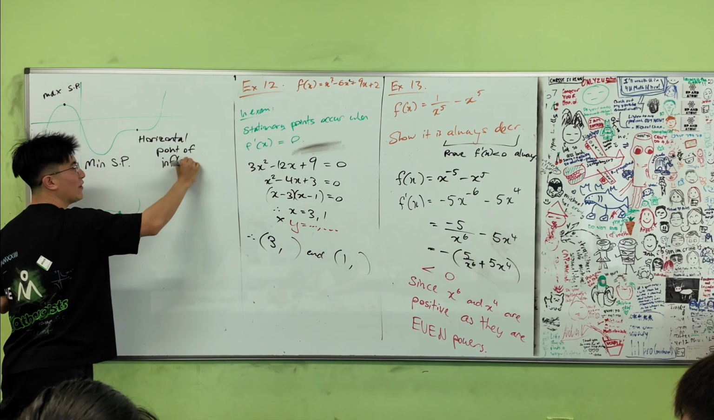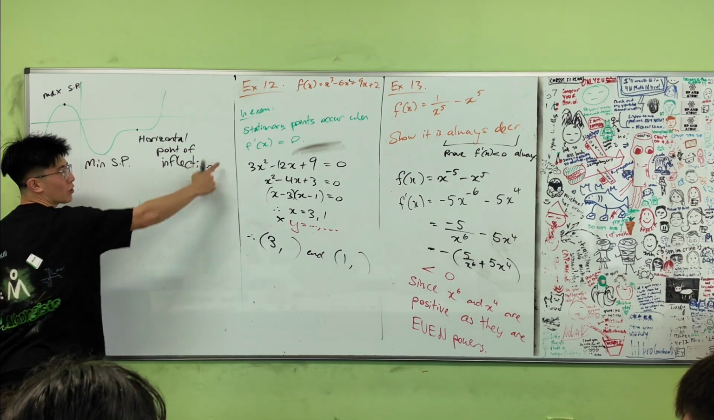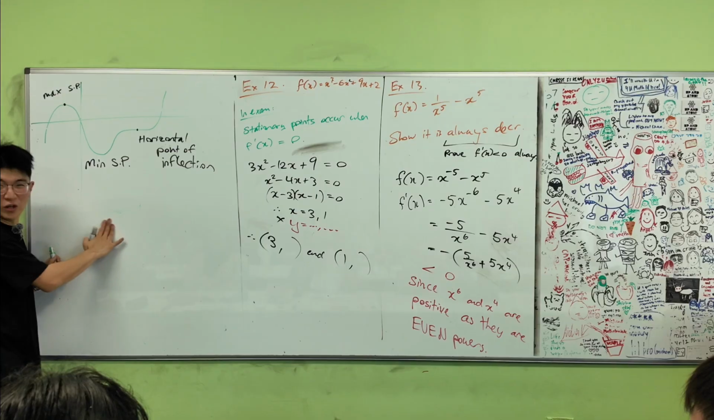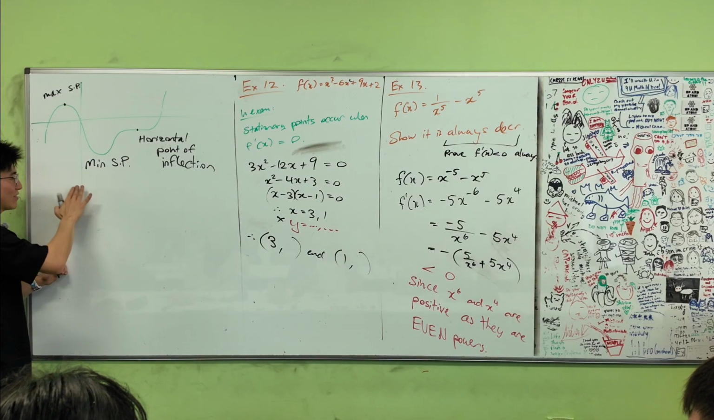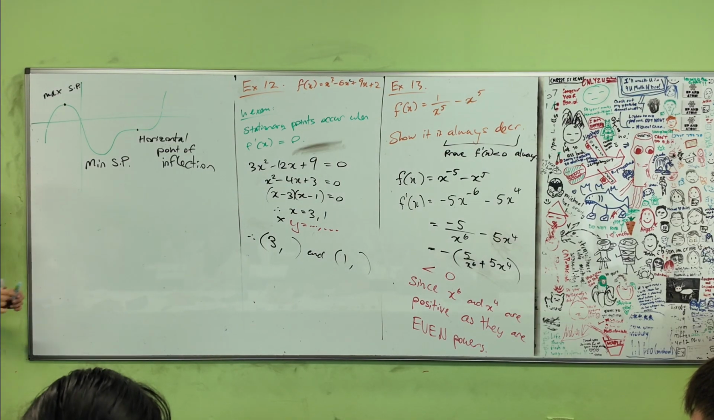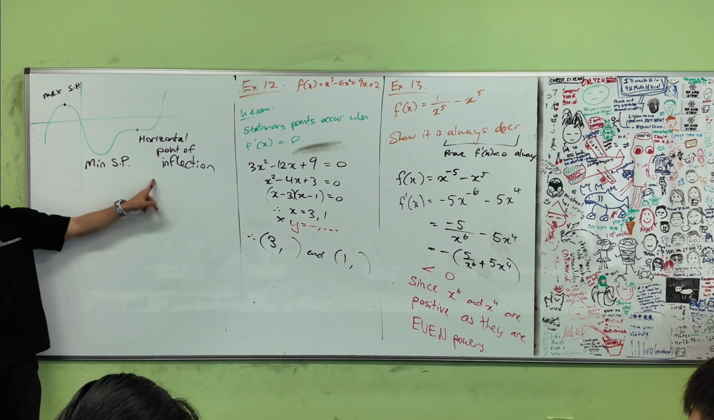Horizontal point of inflection. Now guys, if you had to give this an abbreviation, what would you want to call this? You'd want to call it POI, right? What's something else that stands for POI in maths? Point of intersection. So teachers don't like you abbreviating that. Yeah? Just don't abbreviate anything.